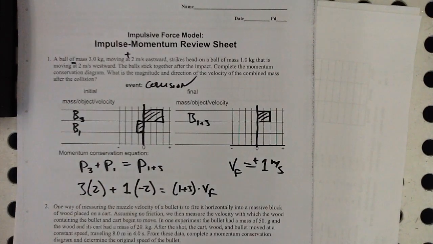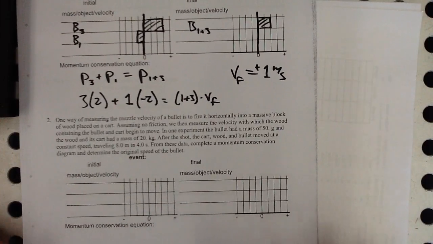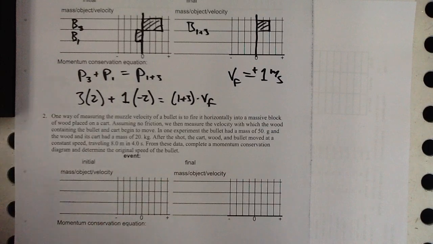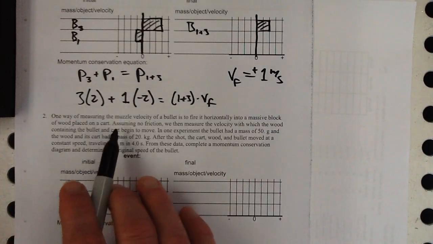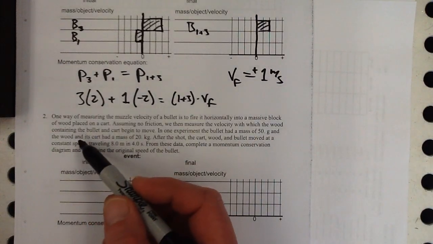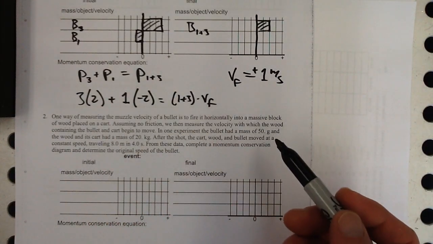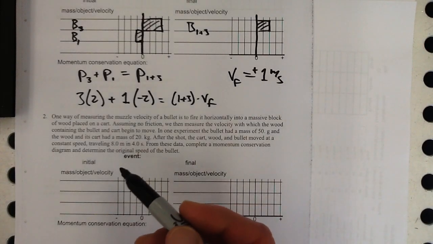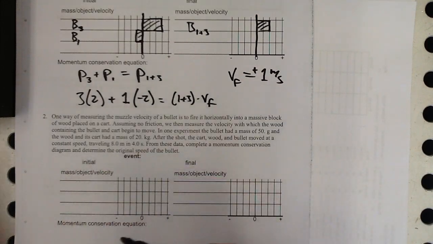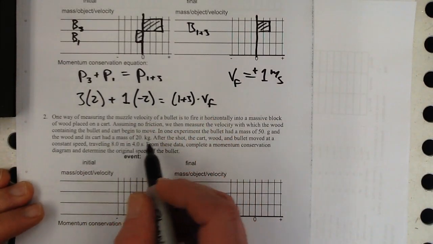All right. I think I might have mentioned this situation earlier in some notes. One way of measuring the muzzle velocity of a bullet is to fire it horizontally into a massive block of wood that's placed on a cart. Assuming no friction, we can then measure the velocity at which the wood containing the bullet and the cart begin to move. Actually, that works whether or not there's friction, as long as you get the initial velocity of the cart.